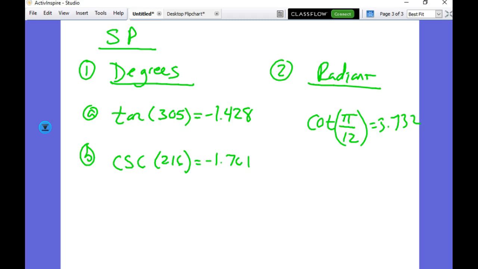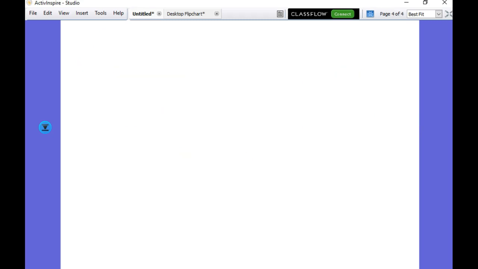Let's go ahead and go on to another slide. So we're going to switch gears up a little bit here. What I've done on this last set was I gave you the angle and asked you for the ratios. Now we're going to switch gears and I'm going to give you the ratio and ask you to find the angle. But before I do that, I have to introduce a new thing to you. Okay?